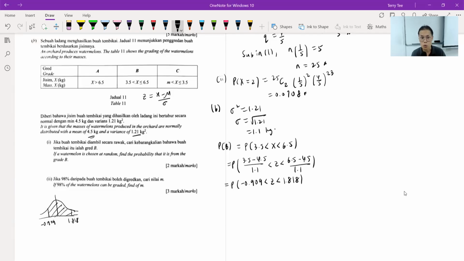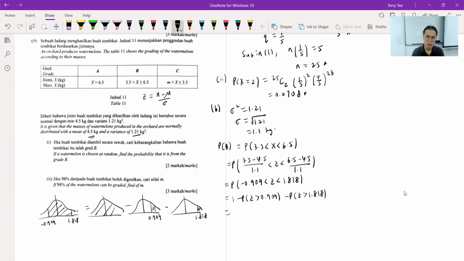So I need to use total 1 minus the left-hand side, which is negative 0.909. I flip to the right, becomes positive 0.909. Then you minus 1.818. So it's 1 minus P(Z more than 0.909) minus P(Z more than 1.818).